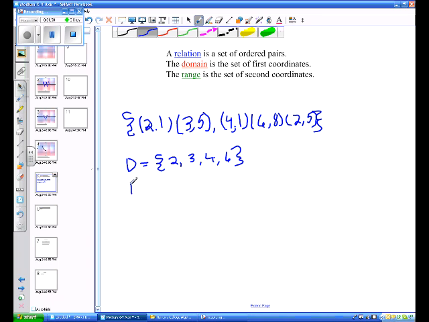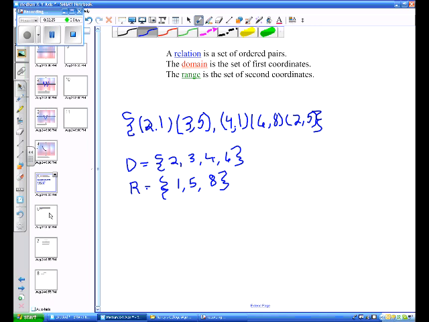The range is the set of second coordinates. Many times that will be our y's, but not always. We can use other letters. So that would be 1, 5, 1, which I don't have to put down again, 8, and 5. So this would be a relation. It's simply a set of ordered pairs. And you will need to be able to take a relation and give the domain and range.